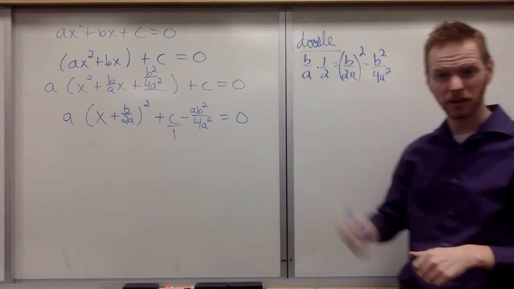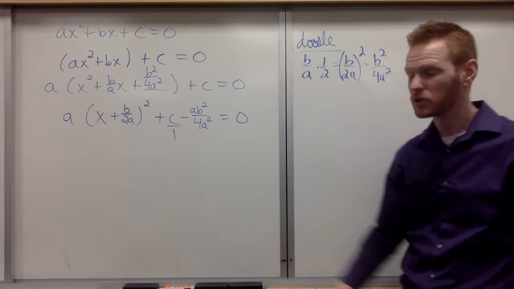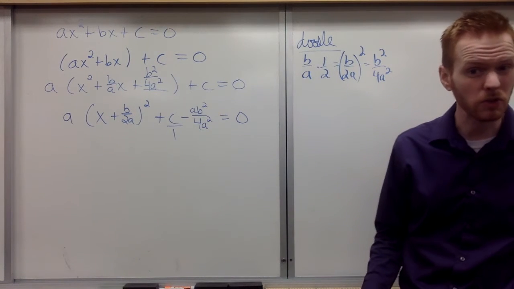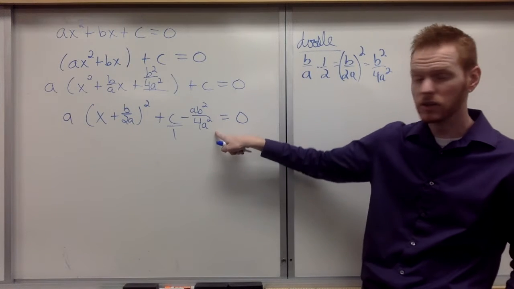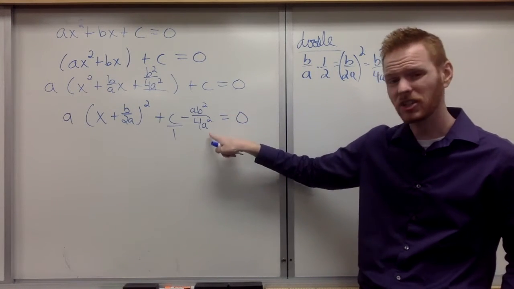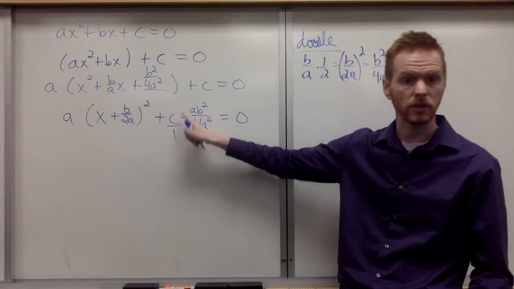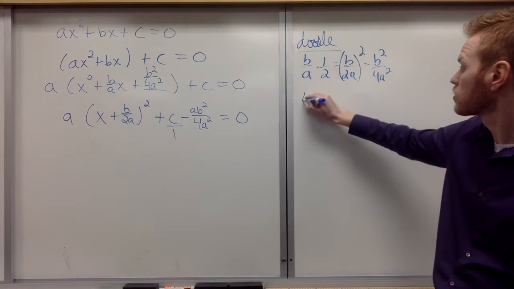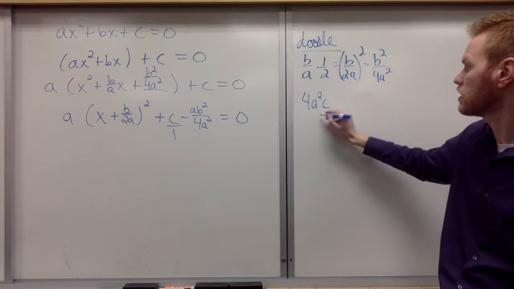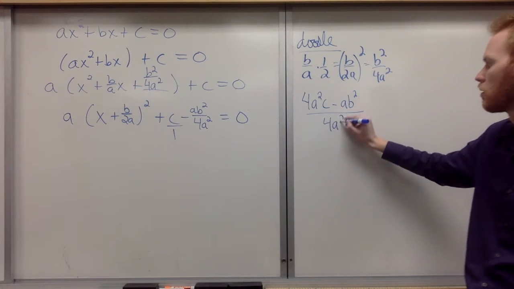Now, back over here. Let's doodle a little bit. I want to combine these. A common denominator would be what? 4a squared? So the first fraction, I'm not going to change, well, I guess that might be the second fraction. But I'm not changing this one. Over here, I'm going to change this guy, right? So I'm going to multiply top and bottom by 4a squared. So I have 4a squared c minus a b squared divided by 4a squared.